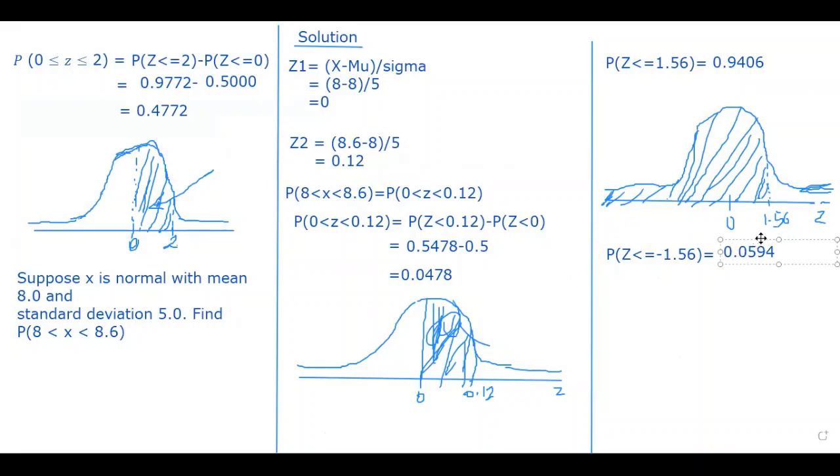You get it? One may ask, we said the curve is what? A bell shape, is symmetrical. So whatever is the positive side is equal to whatever is at the negative side. So why is it that the probability that z is less than or equal to 1.56 is not the same as z is less than or equal to negative 1.56? You get it?